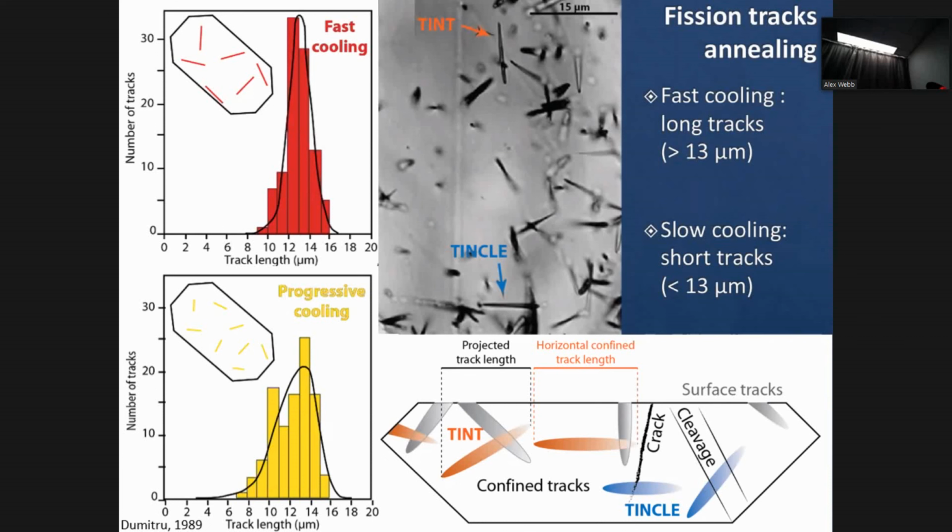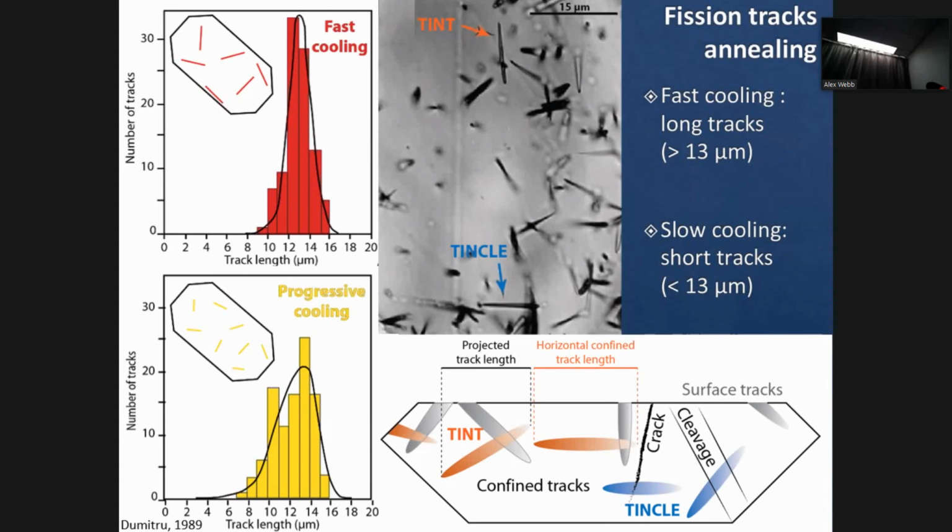And so usually you have long track lengths, around 14 microns on average. While when you have progressive cooling, the tracks are shorter, about 10 or 11 microns for most of the tracks. And you see it's much more dispersed than when you have fast cooling.